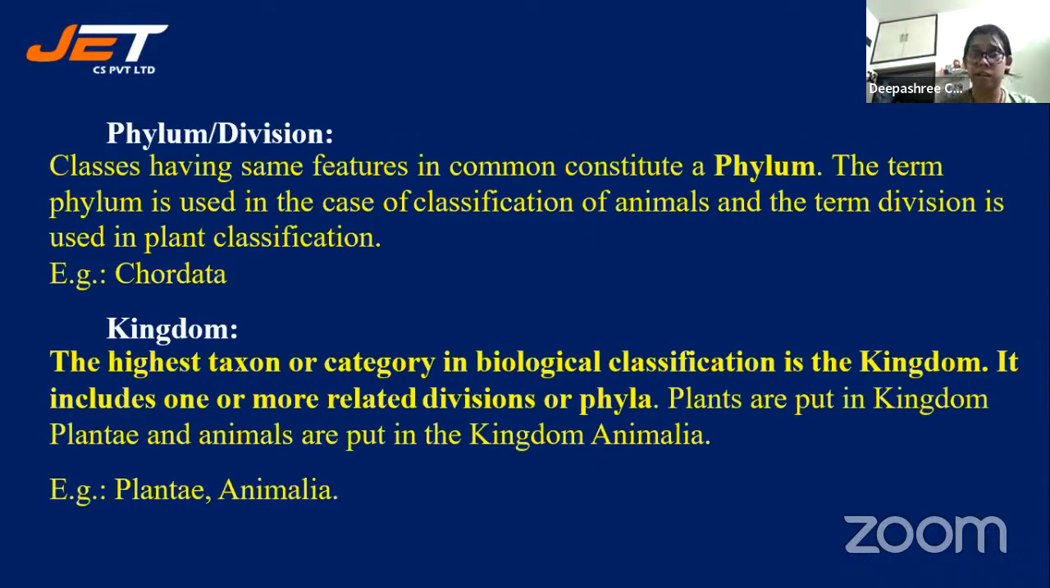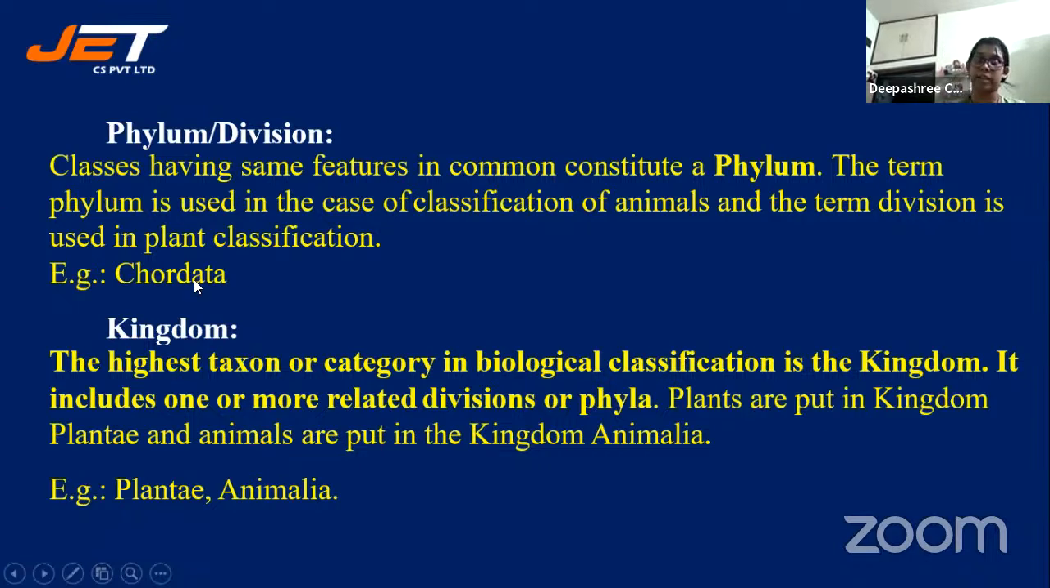So phylum division: the classes having the same features in common constitute a phylum. Phylum is used in the case of classification of animals. This is important. Phylum is used in the classification of animals. Division is used for plants.